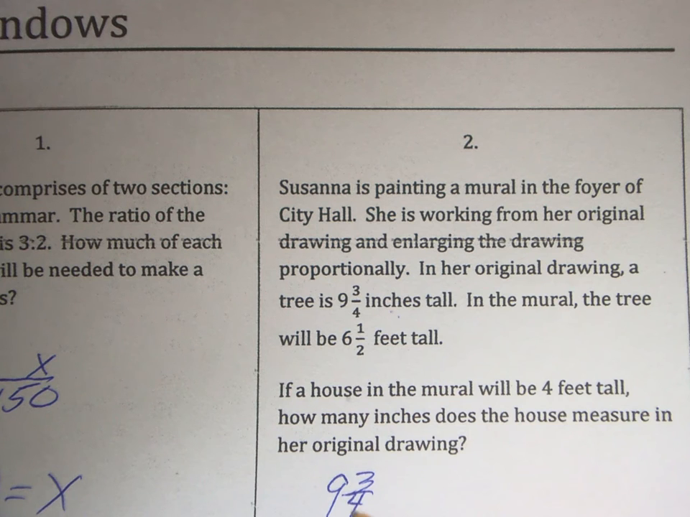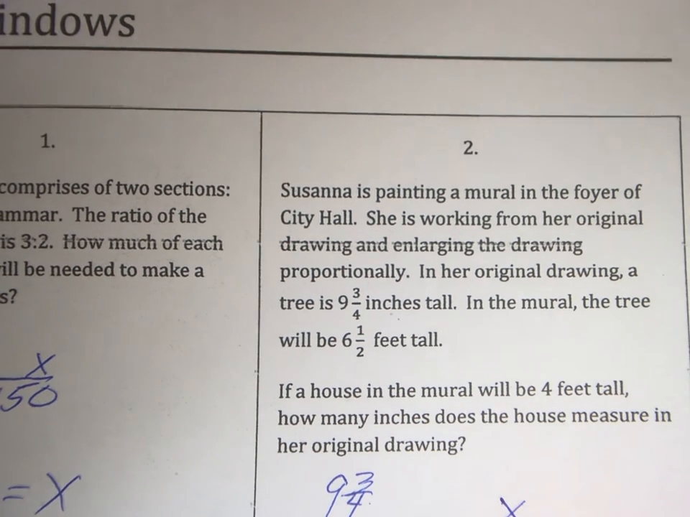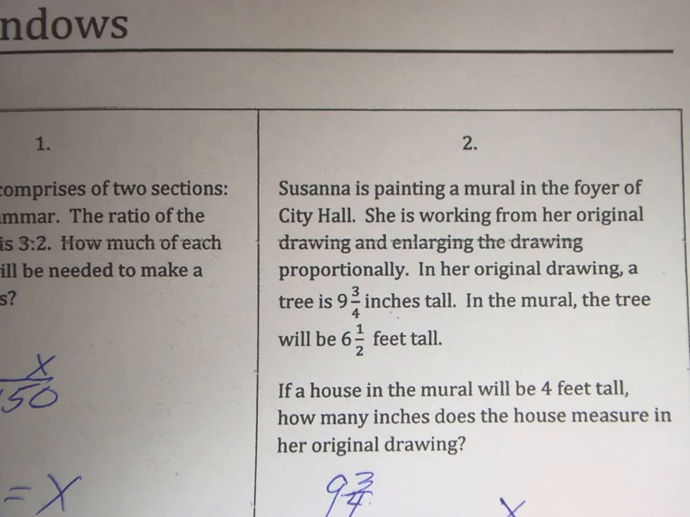Now which was the mural here? 9 3/4 was the original drawing, inches, and this was the mural. So the house mural also has to go on the bottom because we're putting the tree on the top. That's the original, and this is the mural. So we have to do the original, which we're trying to find out, and the mural is going to be down here on the bottom. It's going to be 4 feet tall.